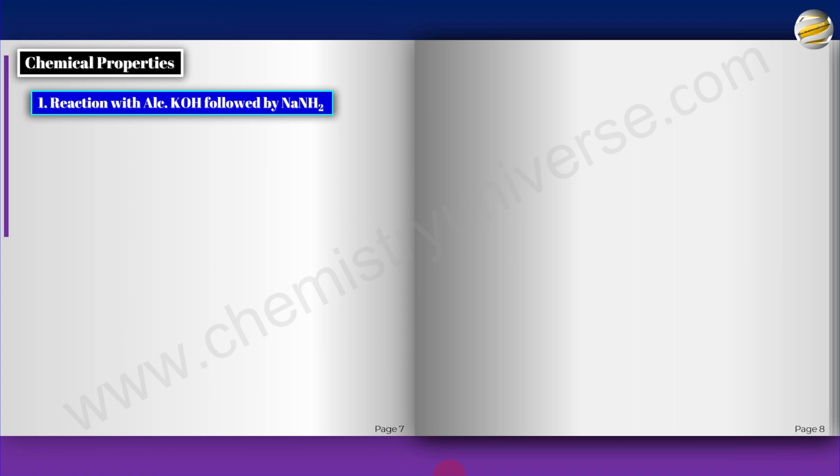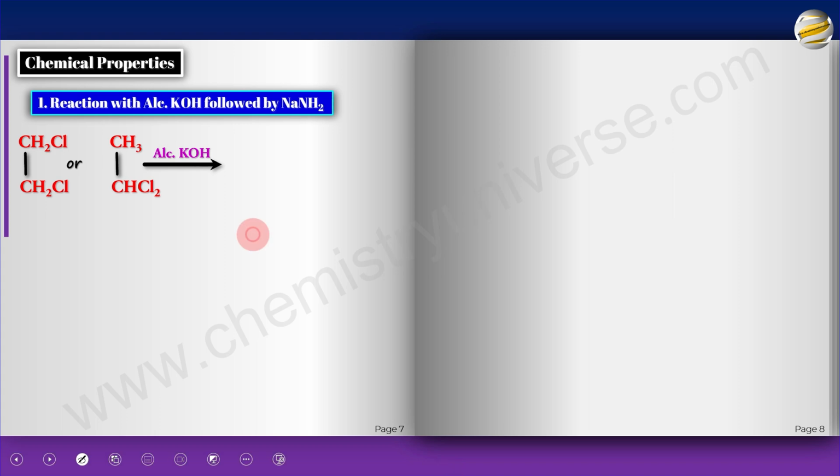Now let's look at the chemical reactions. The first reaction is that of alcoholic KOH followed by NaNH2. We'll be doing this reaction in the case of alkynes in detail, but for now you just have to assume that if you take a dihalide, either vicinal or geminal, and react it with alcoholic KOH, there is one dehydrohalogenation. The H of this and the Cl of this go away. One H and one Cl. And you'll get this. To remove this H further and this Cl further, alcoholic KOH cannot do the job. You need a stronger base like NaNH2.